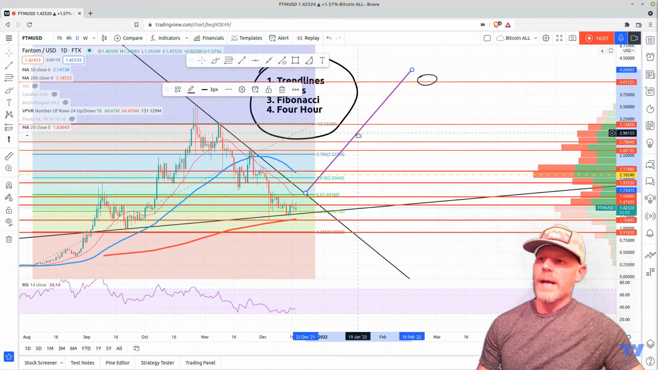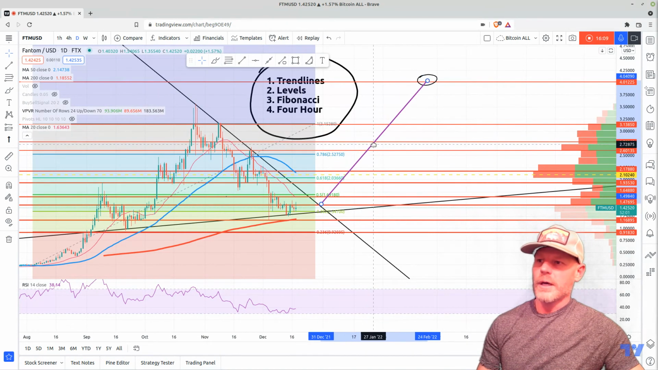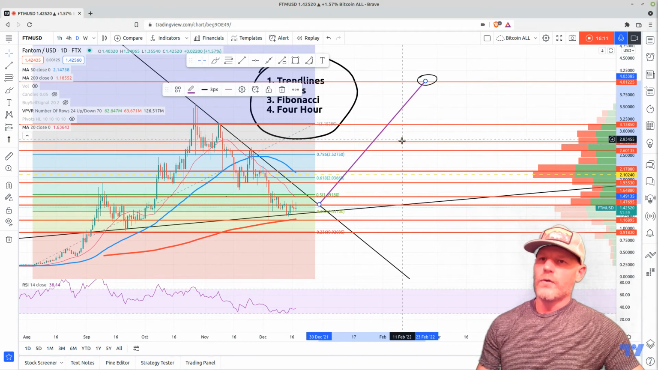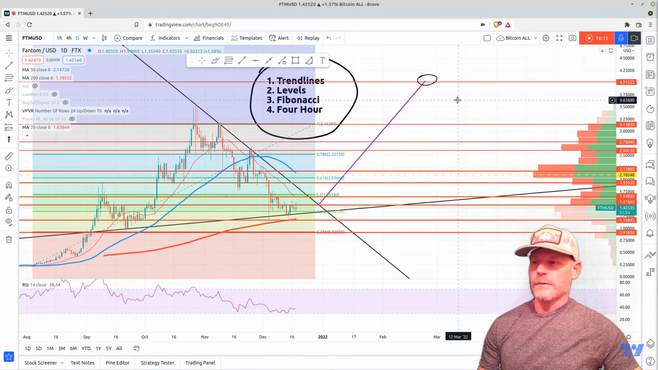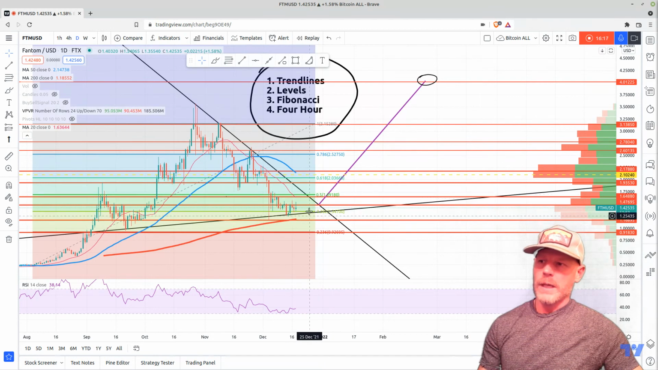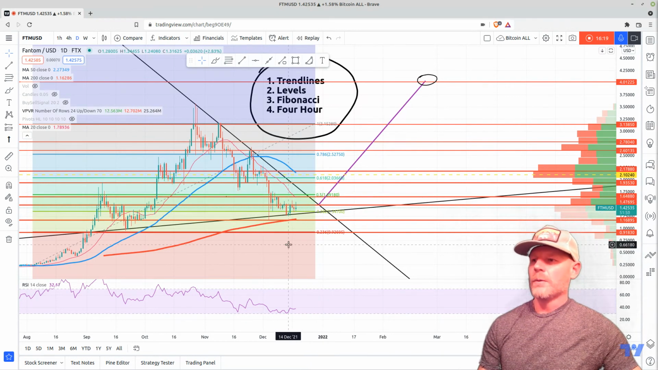So depending on where our exit point is, that's how you measure the target. I'm going to put it back where it was. $4 seems a reasonable target for this one. And that's, of course, once we have confirmed and break outside of this bullish triangle.